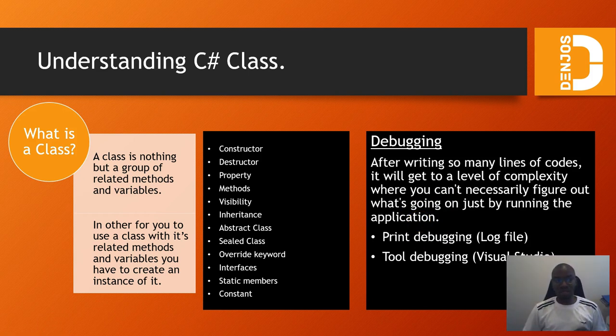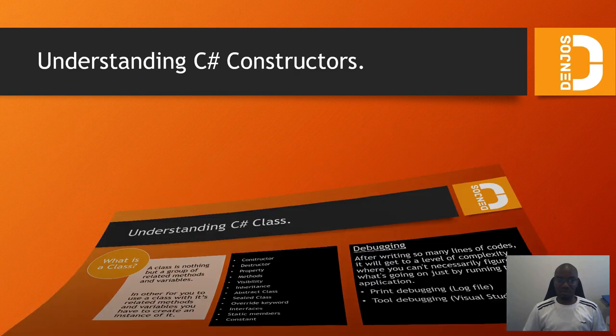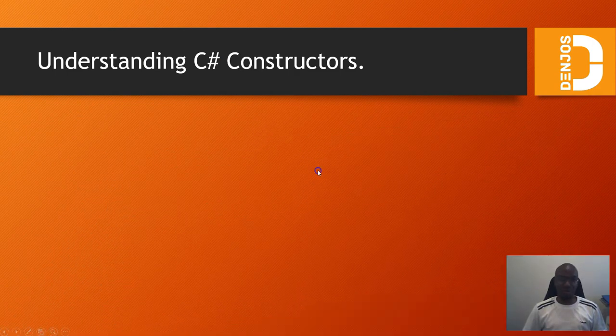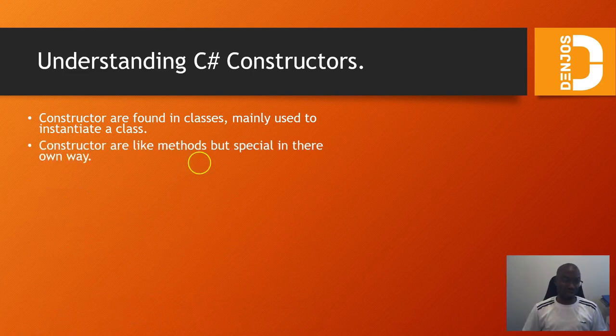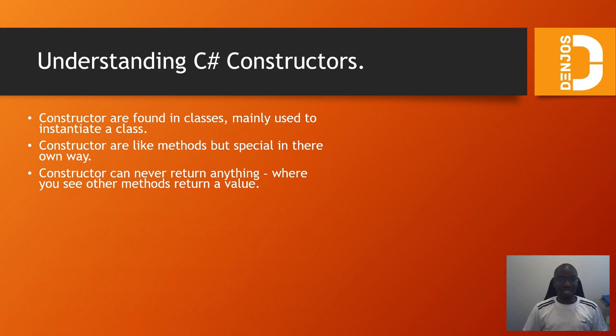I'll teach you how to write a class and a constructor. But first, let's flip over to the other side. Understanding C# constructors is very important. Constructors are found in classes, mainly used to instantiate a class. That's what a constructor is. Constructors are like methods, but special in their own way. A constructor can never return anything, not like the methods we've written that return a string, an object, or a value.